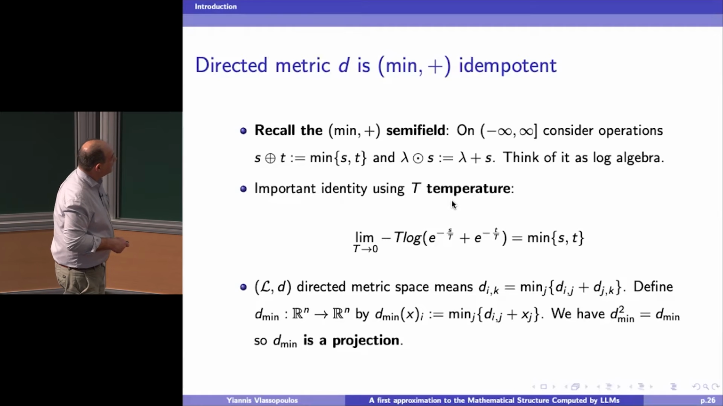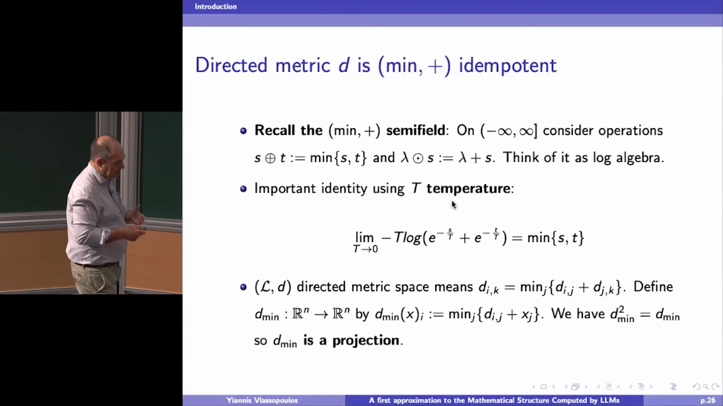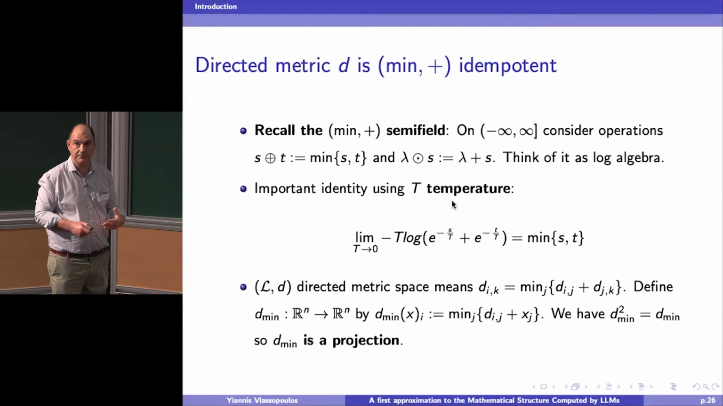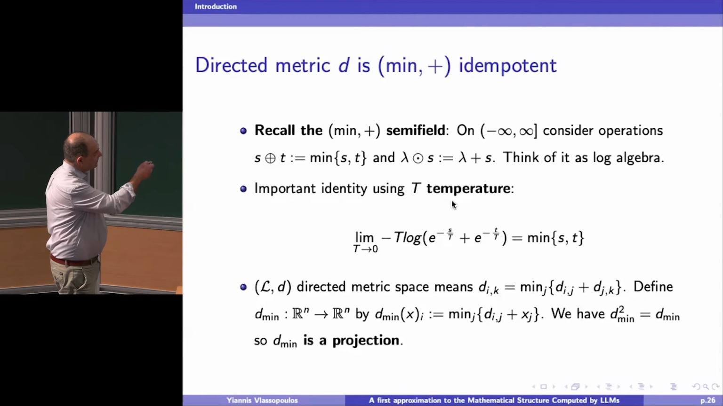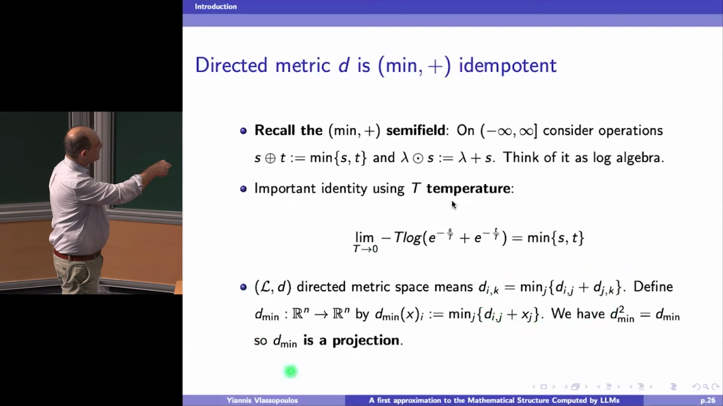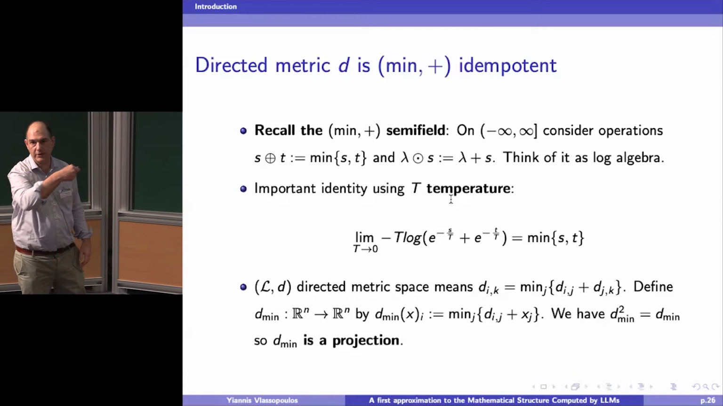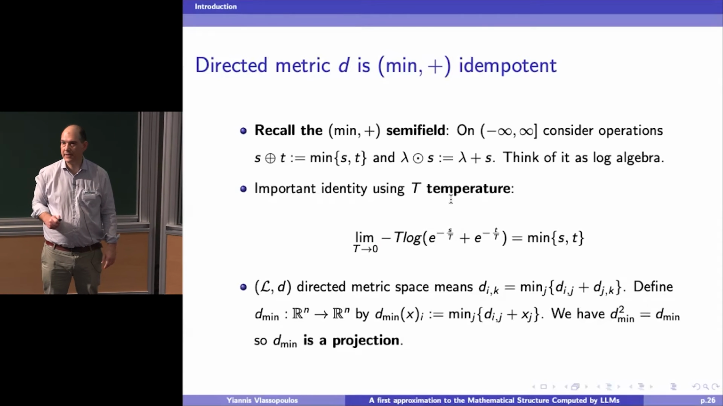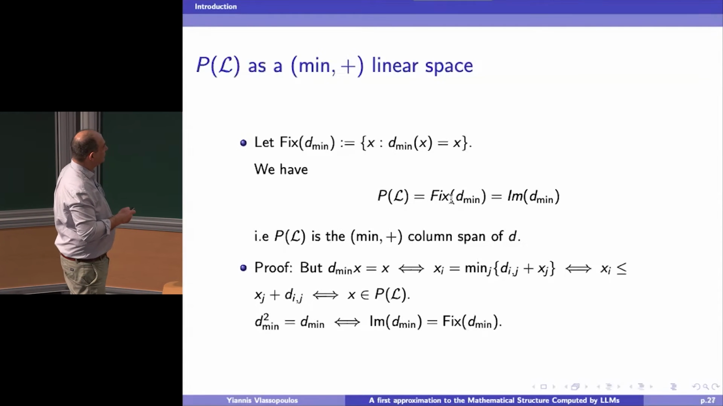Okay. All right. So first, let me notice that D is a directed metric space. What does it mean? You have the triangle inequality, which says that d_ik is less than or equal to d_ij plus d_jk. It's actually the minimum of d_ij plus d_jk. But if you look at it from the point of view of the min-plus algebra, this precisely says that d squared is d. So it just says that d is a projector. So this is not important, basically. So that's the first thing to notice.